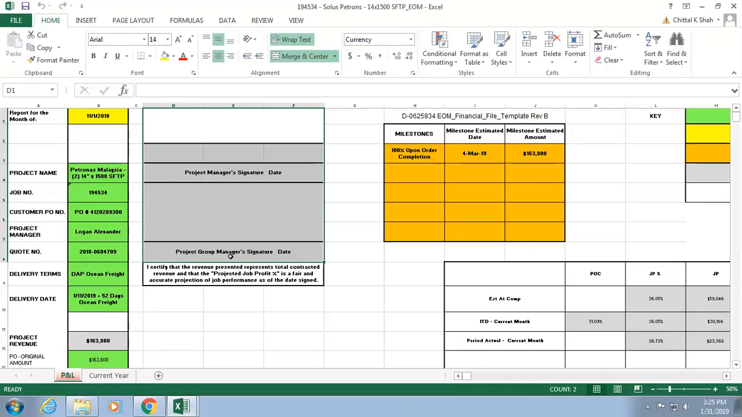There might be issues. You might have to spend more money. As long as you can explain it, that's okay. But as of today, what you know should reflect in there. And you want to sign it.